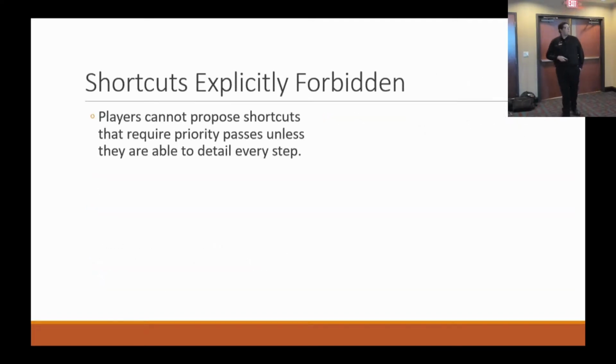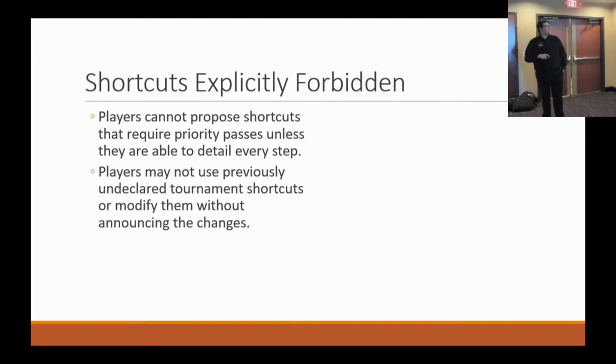A player cannot propose a shortcut that requires priority passes unless they are able to detail every step. A lot of these are like infinite loops, where you say, I'm going to use Devoted Druid and Vizier of Remedies to get 10,000 mana. Well, untapping Devoted Druid is a priority pass, but you're going to say, I'm going to do this 10,000 times and end up with 10,000 mana. That's a shortcut.